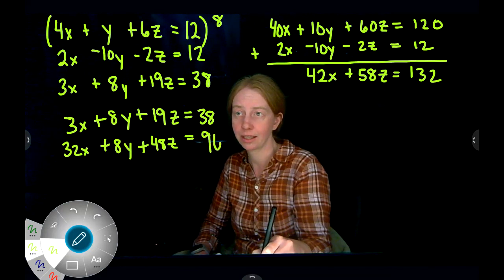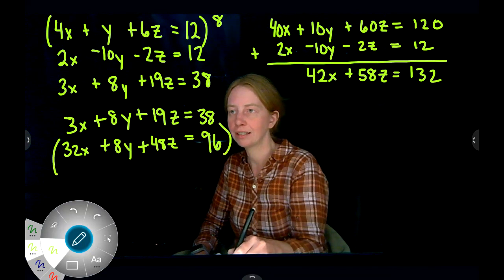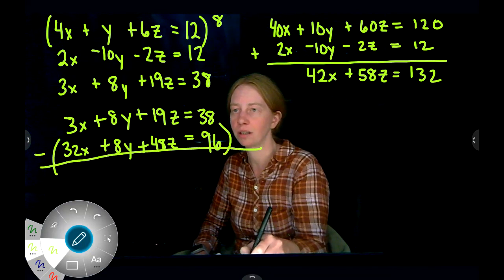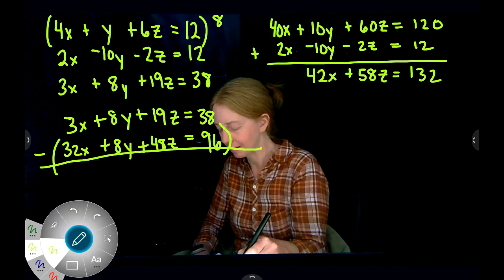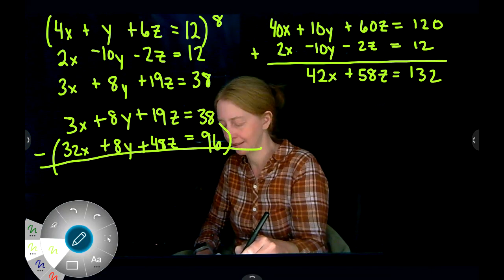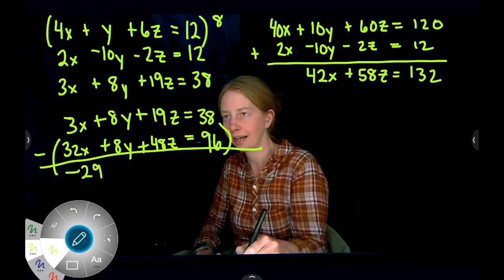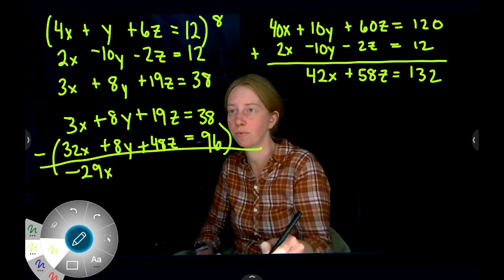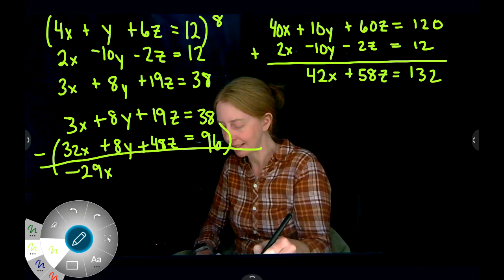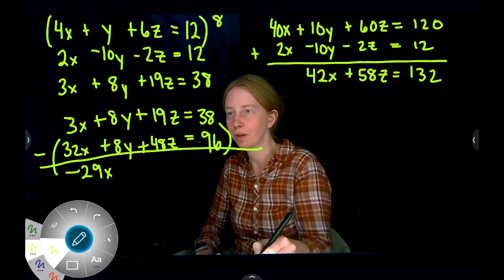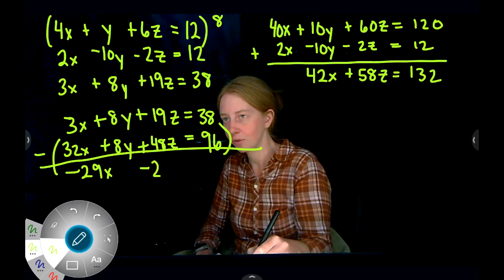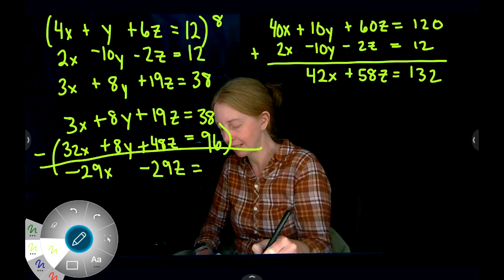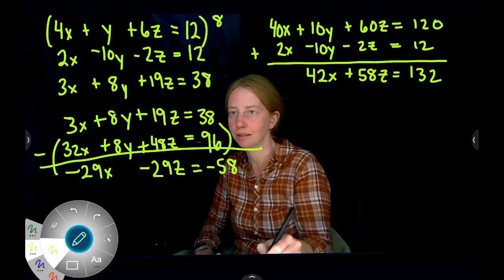Okay, so we're going to go ahead and subtract these from each other, just like we did before. 3x minus 32x is negative 29x. Plus 8y minus 8y is 0y, which is good. We got rid of the y just like we did before. Plus 19z minus 48z is negative 29z. That's weird. Equals 38 minus 96 is negative 58.